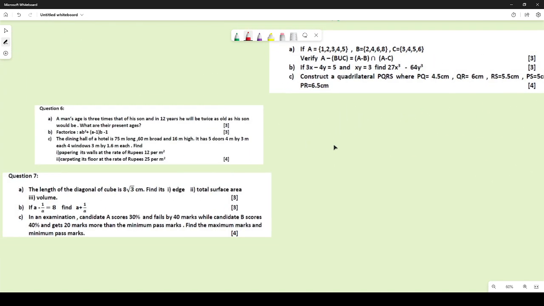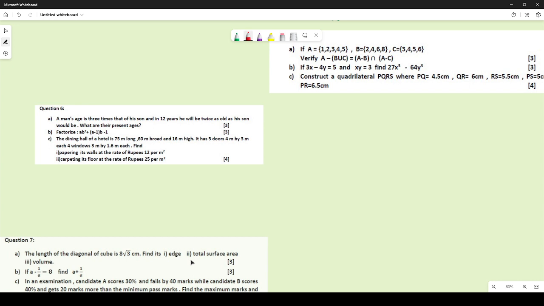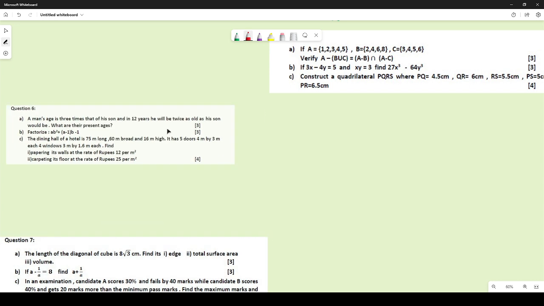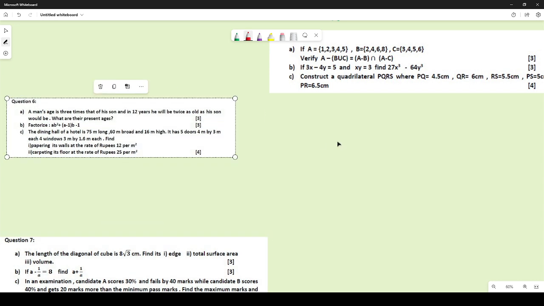Now let us take up question number 6. The first part is, a man's age is 3 times that of his son, and in 12 years he will be twice as old as his son. So father, son. If son is x years old, father is 3x years old, and after 12 years, father becomes 3x plus 12, son becomes x plus 12.